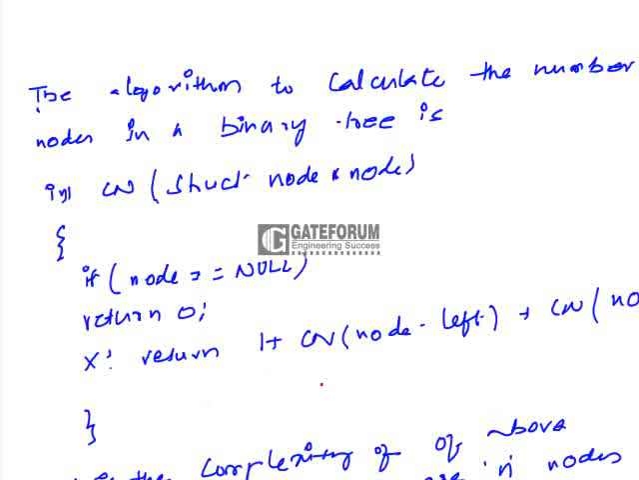Then it should return 0. Else it should return 1 plus the number of nodes in the left subtree plus the number of nodes in the right subtree. Why 1? 1 is for counting that particular node. So this algorithm will call the function once for each and every node.